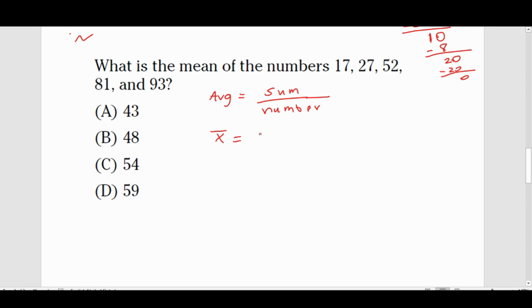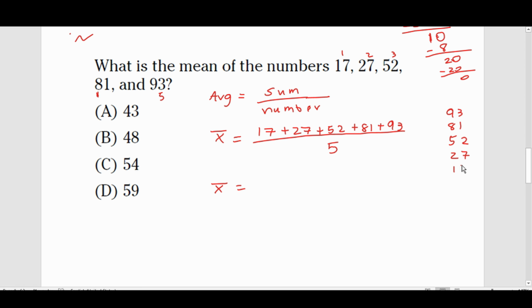Again, sum of all these numbers is 17 plus 27 plus 52 plus 81 plus 93. Again, how many numbers are there? There's 1, 2, 3, 4, 5. So we can see that this is going to be over 5. Let's go ahead and find the sum of these numbers. We got 93, 81, 52, 27, and 17.